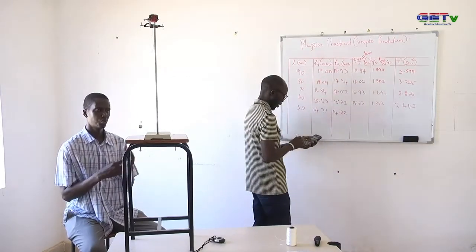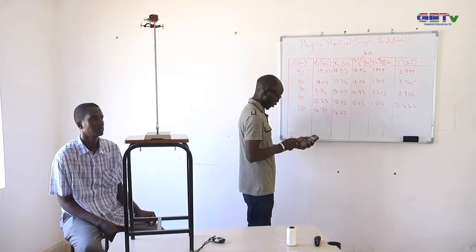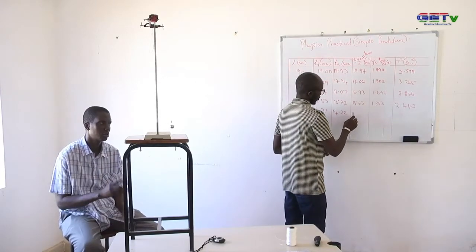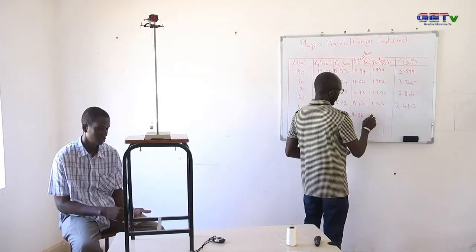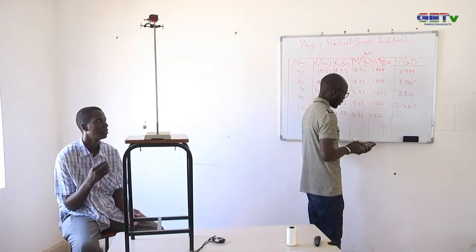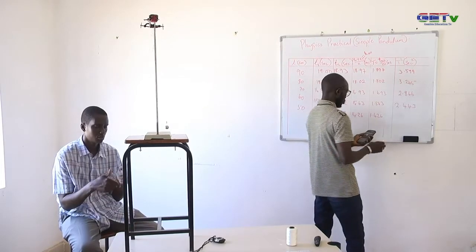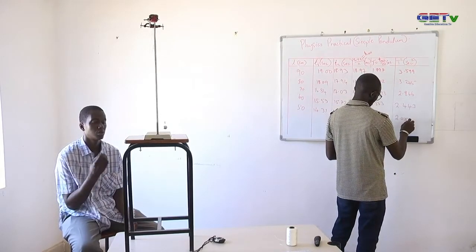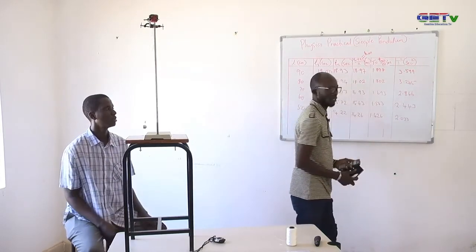And finally, we have 14.31 plus 14.22. We'll divide that by 2, and we get 14.26. We'll divide that by 10, and we get 1.426. If we take the square of 1.426, what do we get? We get 2.033. So this is what we have as far as this experiment is concerned.